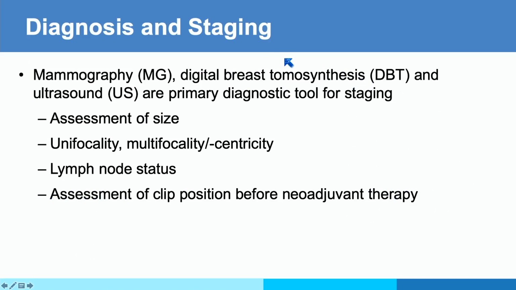So when we think about what do we do for diagnosis and staging, well, mammography and DBT nowadays and ultrasound are still the primary diagnostic tools we have for staging our patients. What do we want to tell our surgeons? Well, what is the size of the tumor? Is it unifocal, multifocal? What is the lymph node status?